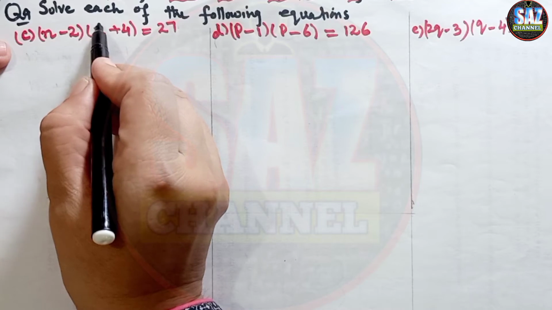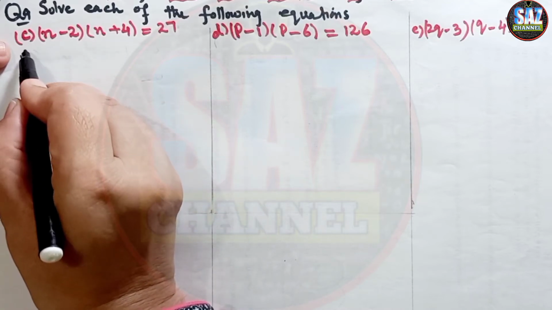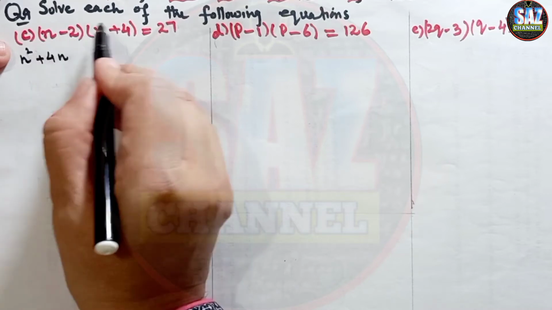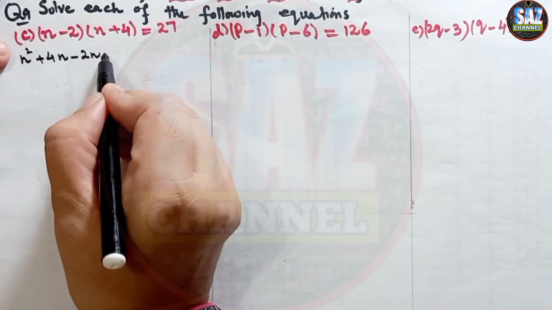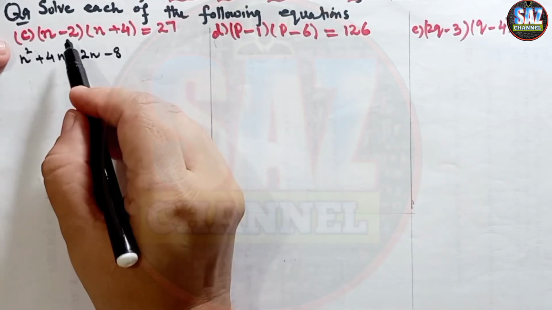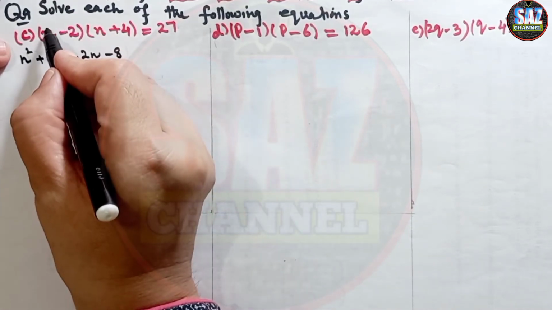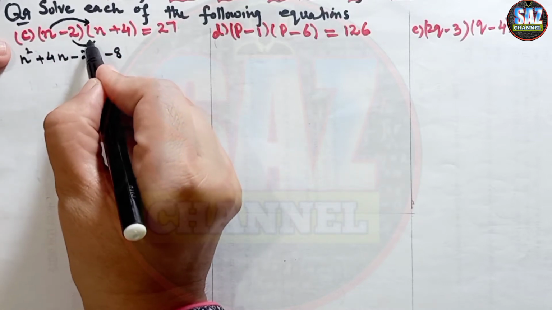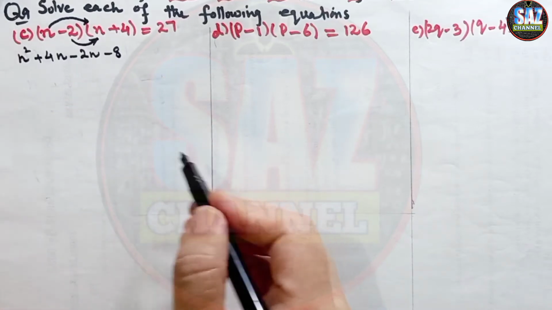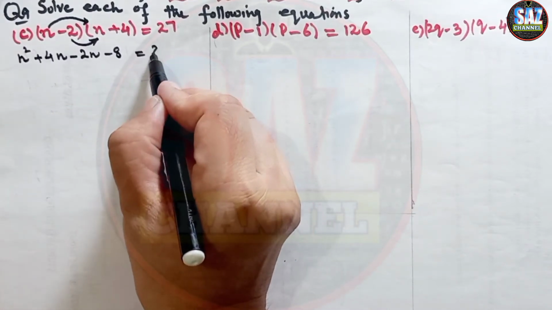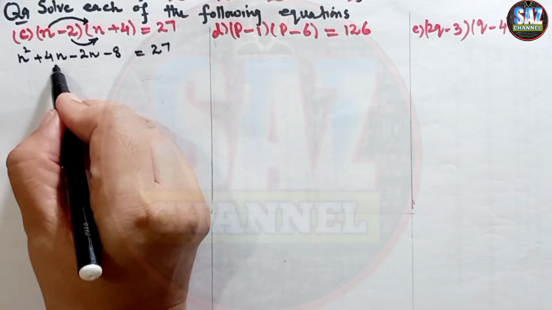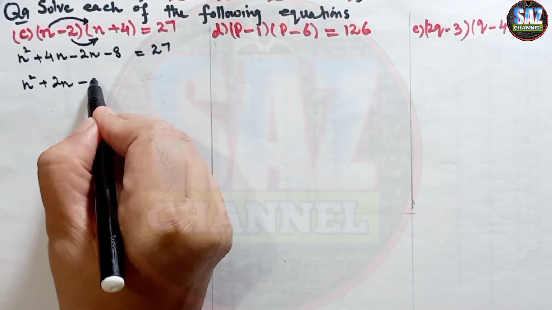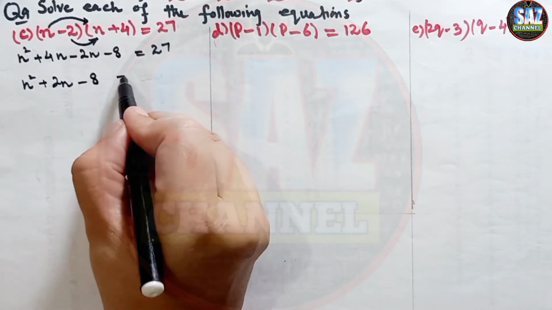When n is multiplied by this n, it becomes n square plus 4n, then minus 2n minus 8. 2 times 4 is 8. I'm taking this n and multiplying it with the whole of the second bracket. Then I'm taking 2 and multiplying it with the complete second bracket, equals 27. And now what I have to do is first solve this: n square plus 2n minus 8 equals 27.